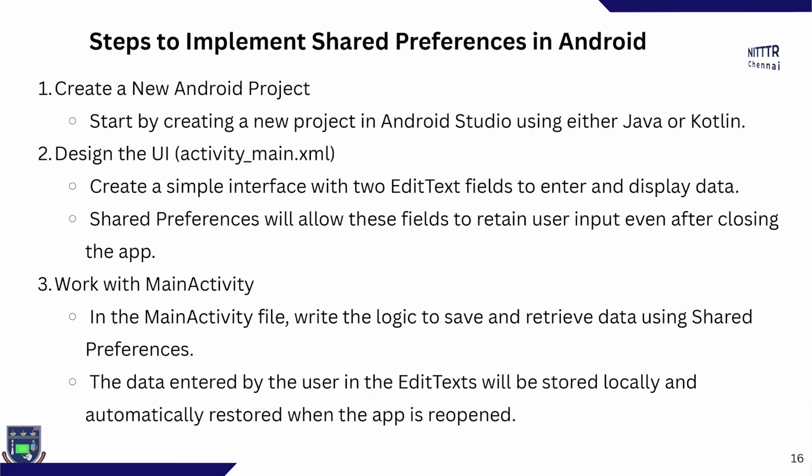So, the first step is to start by creating a new Android project in Android Studio as usual. Next, we can use either Java or Kotlin to write our code. Here we have used the Kotlin language for writing the code. The second step is to design your application's interface inside the activity main XML file.